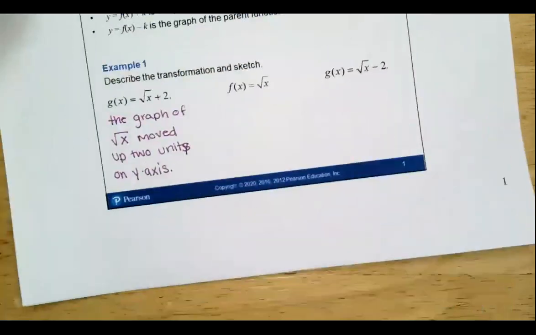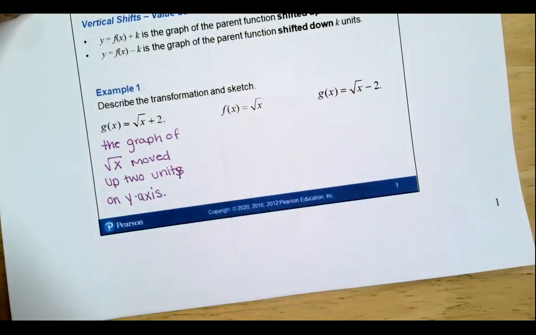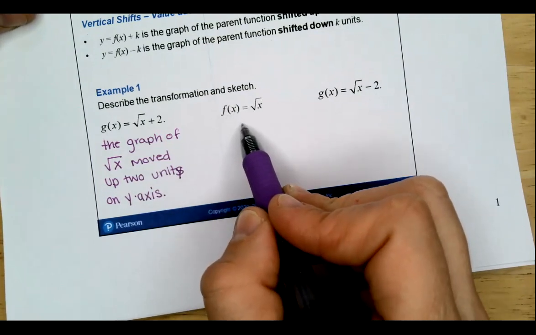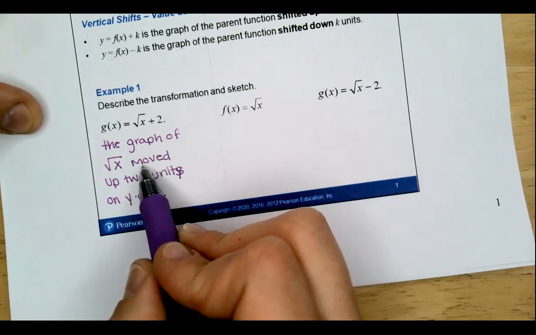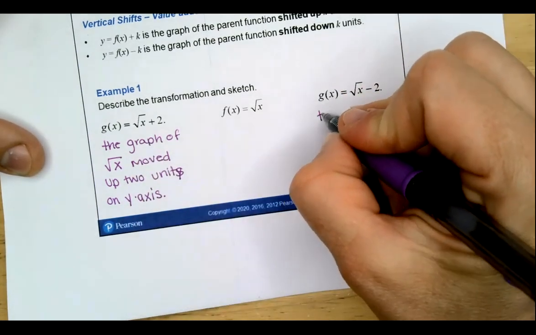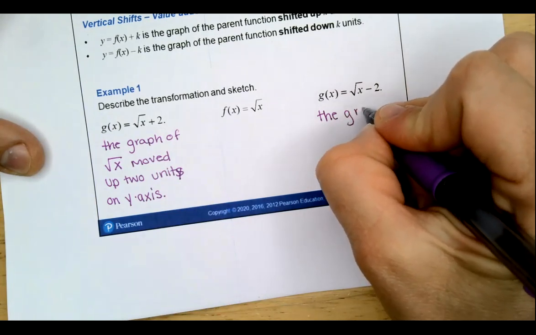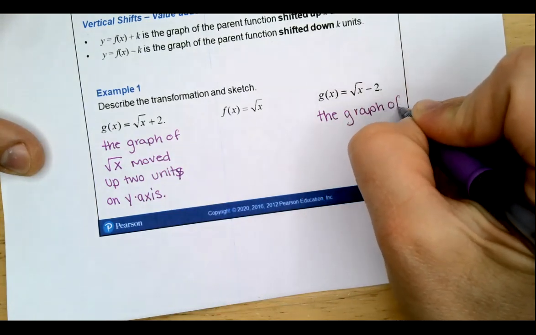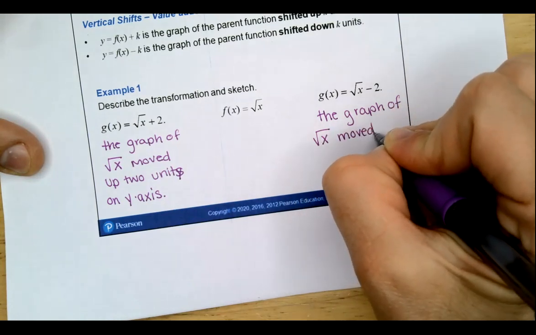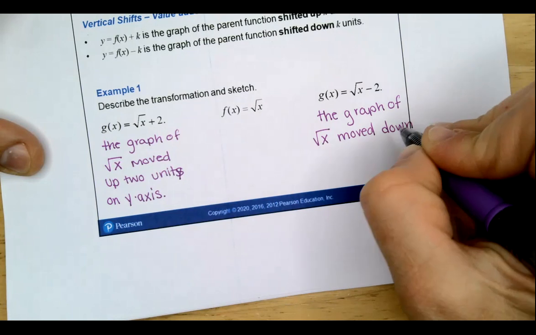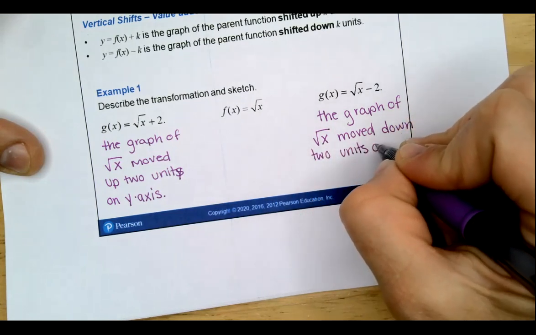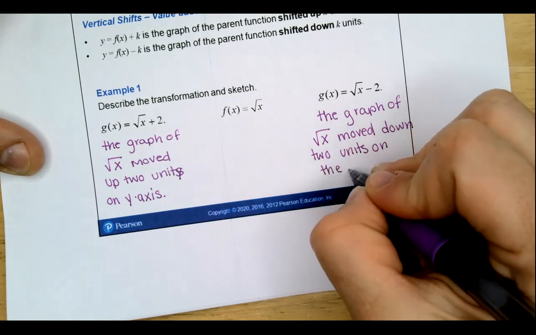Okay? How do we describe that? The graph of, so this is the parent function of the square root of x. This is that same graph of the square root of x, but we moved it up 2 units on the y-axis. Here is the graph of the square root of x moved down 2 units on the y-axis.